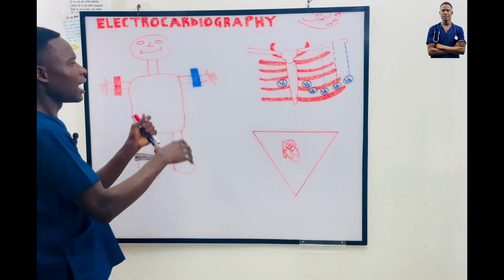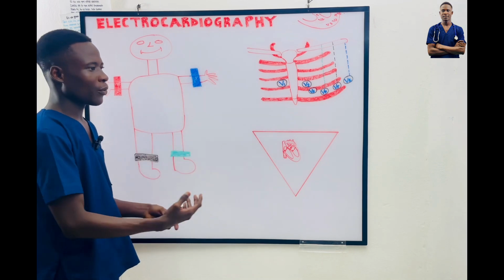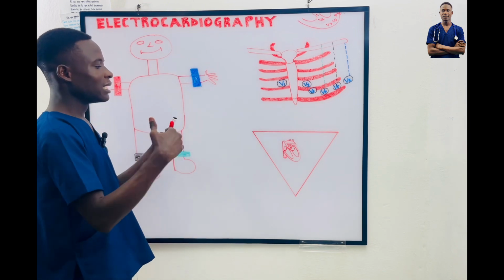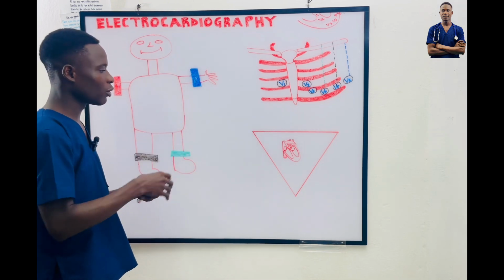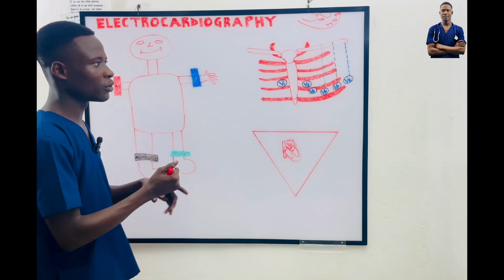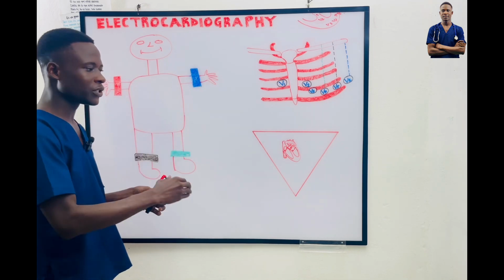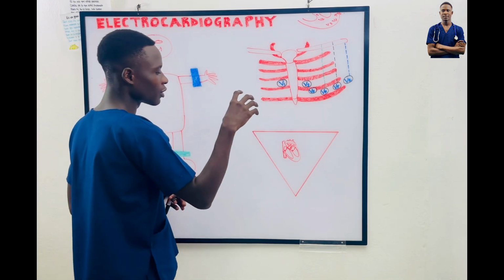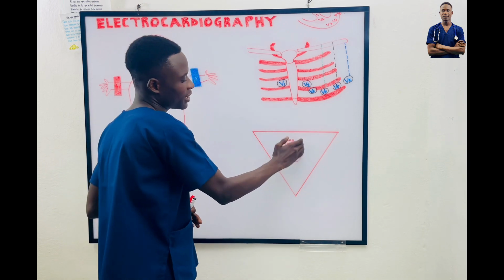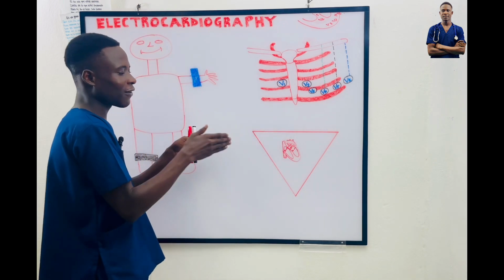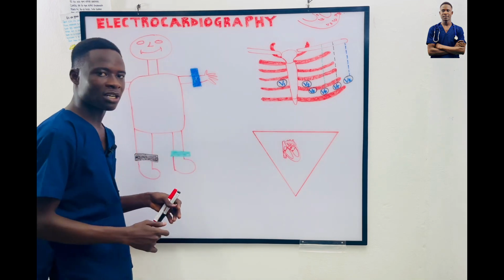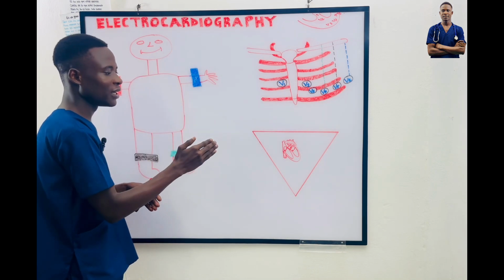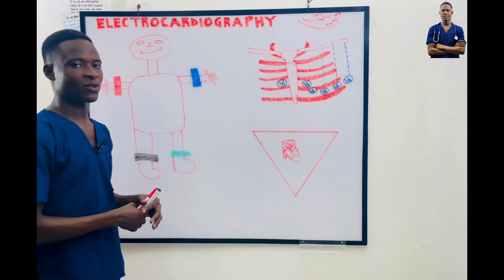So, with this EKG, it works with 12 leads. Now, when we talk of leads, what are they? Leads are specific positions of the body in which we place electrodes to record the electrical activity of the heart. So, for example, let's assume we want to take the electrical activity of the lateral side of the heart. We have a lead that is looking at that lateral side of the heart, and with that lead, we can get every information of that part of the heart.